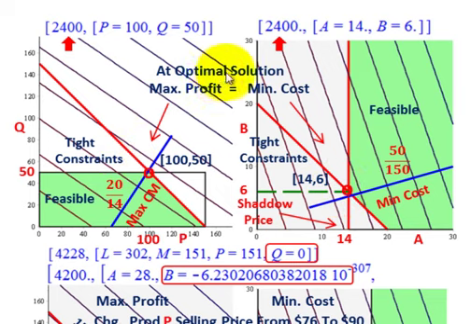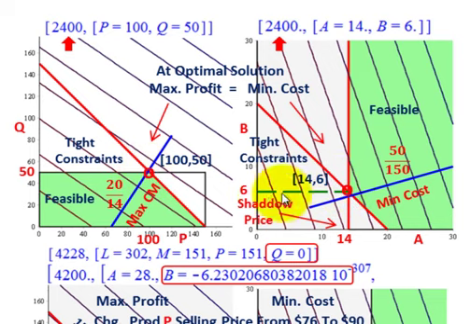And when you have that optimal solution, your minimum cost should equal your maximum profit. We show $2,400 for a maximum profit versus a minimum cost of $2,400. Okay, so that's the case, and we came up against those constraints.